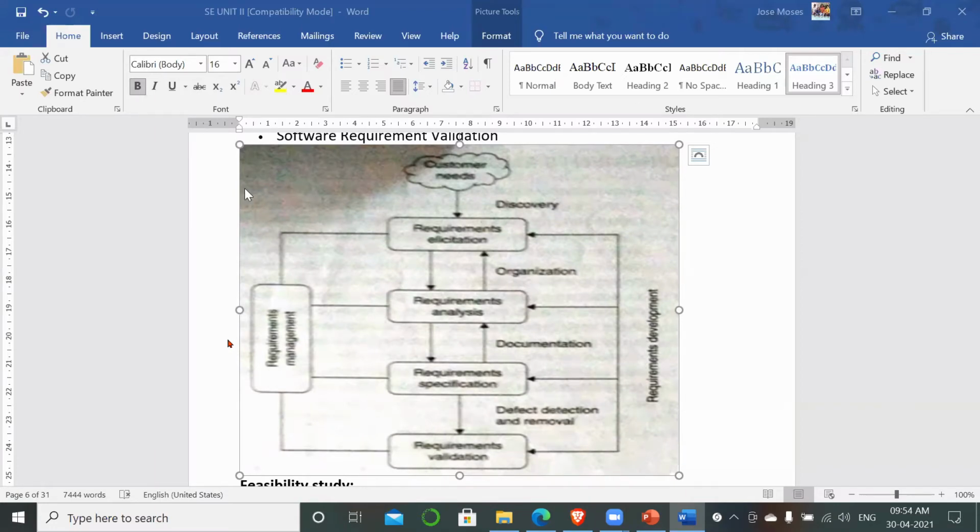So all of you take a screenshot of this diagram. This is the main core diagram for part B of unit 2. That is about the requirements engineering process. I hope I am clear. I'm going to explain to you now about the subtopics which are there in the requirements engineering process. Can I go ahead? Any doubts you can ask me.